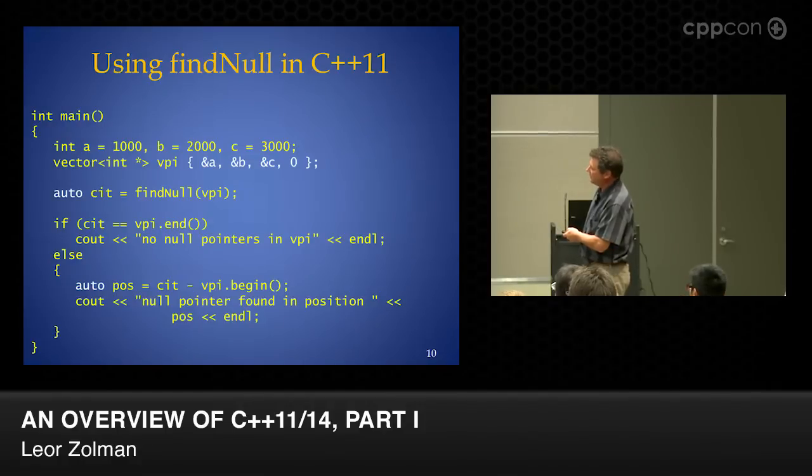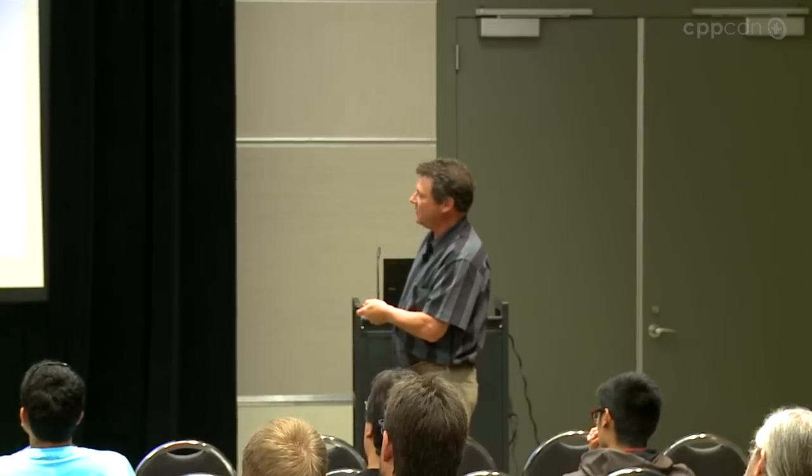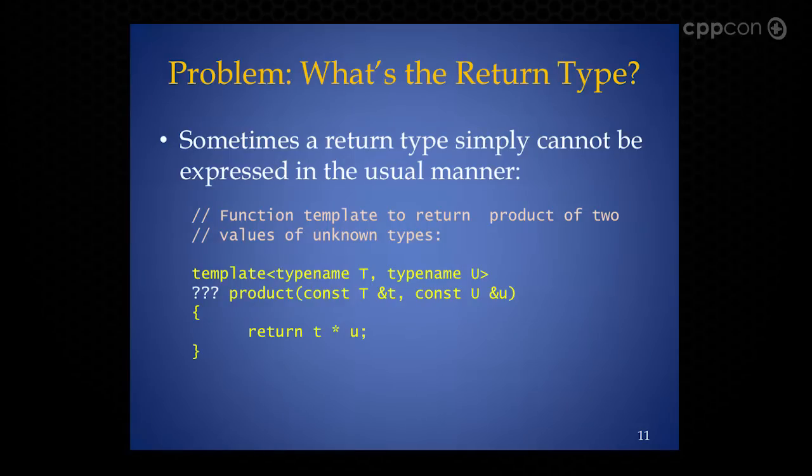Now, if we want to display that index position, again, instead of having to know about difference types, we just subtract the iterators and stick an auto on there, and it figures out that's a vector of int star colon colon difference type. And it just works. All right, we'll return back to find null shortly.